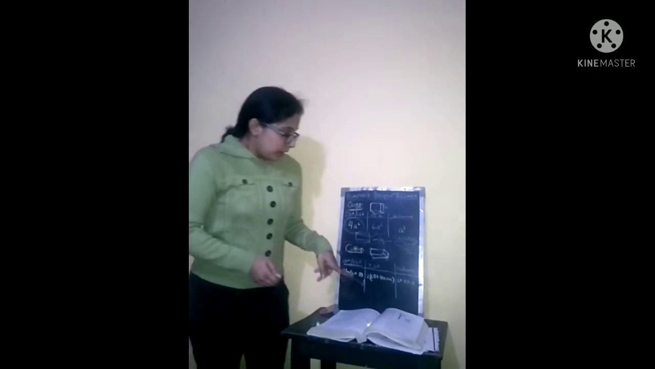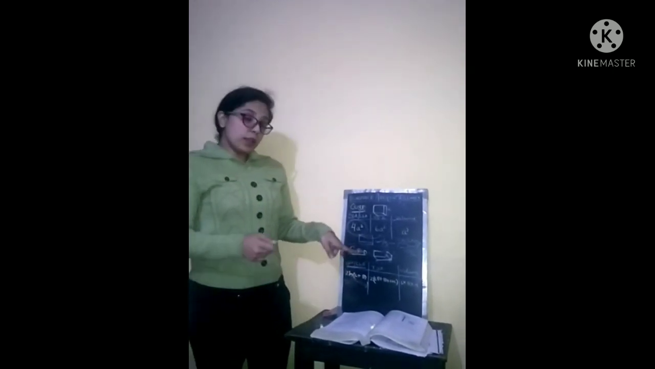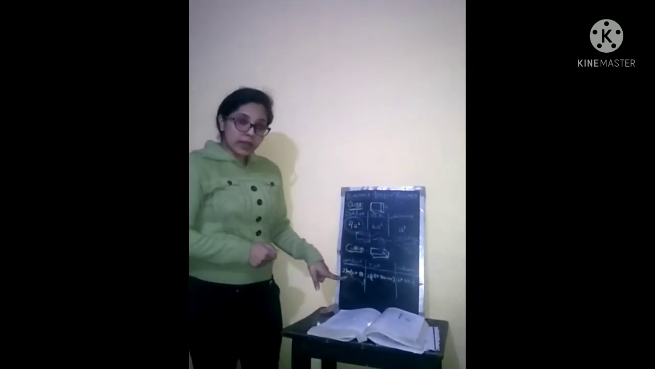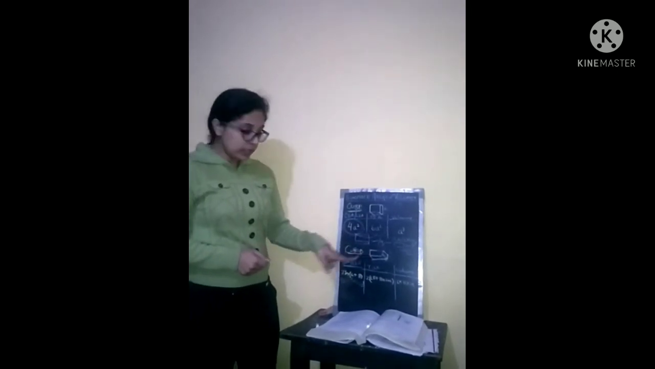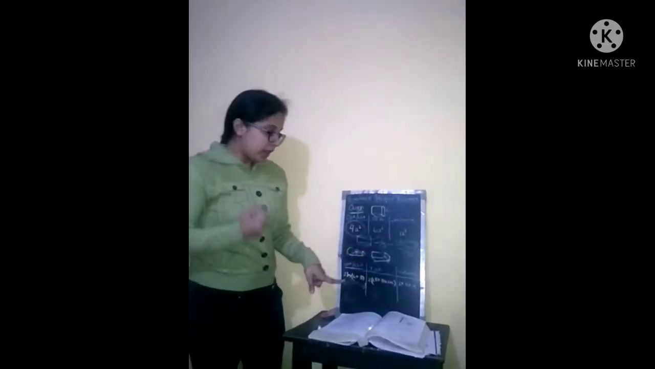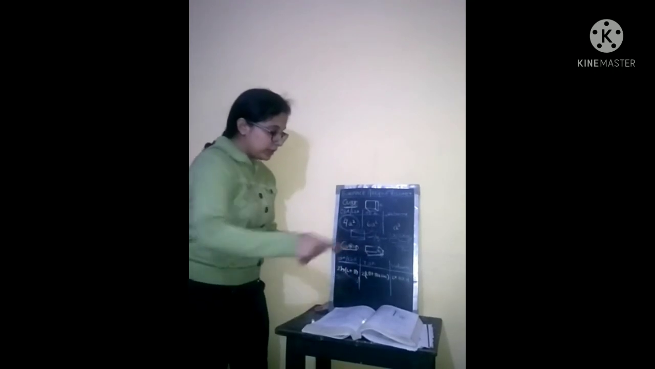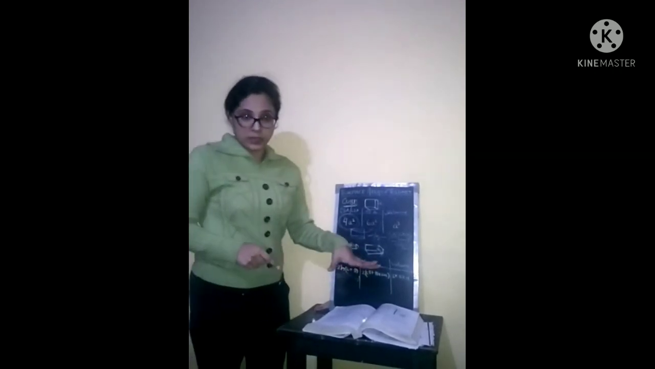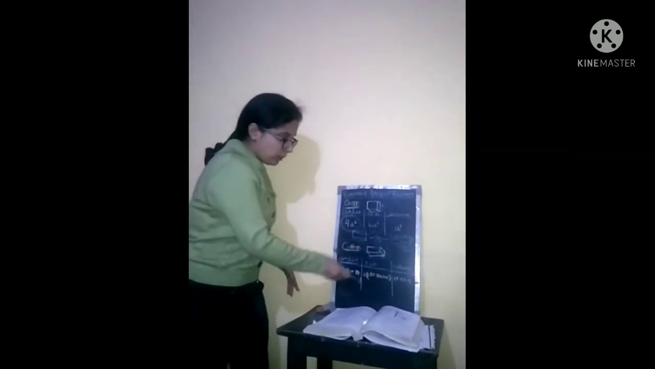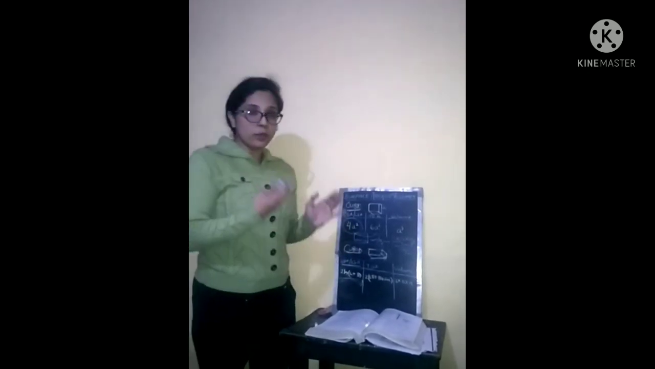Curved surface area or lateral surface area of cuboid is twice of h, where h represents height. Twice of h, and in the bracket you write length plus breadth. This is the basic formula for finding out the curved surface area of cuboid.